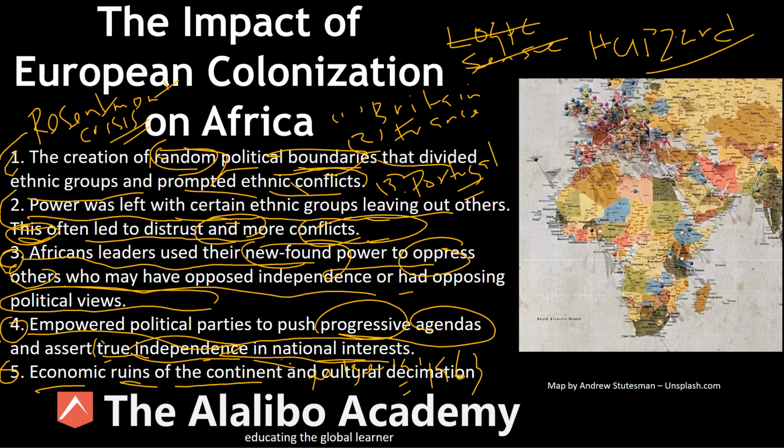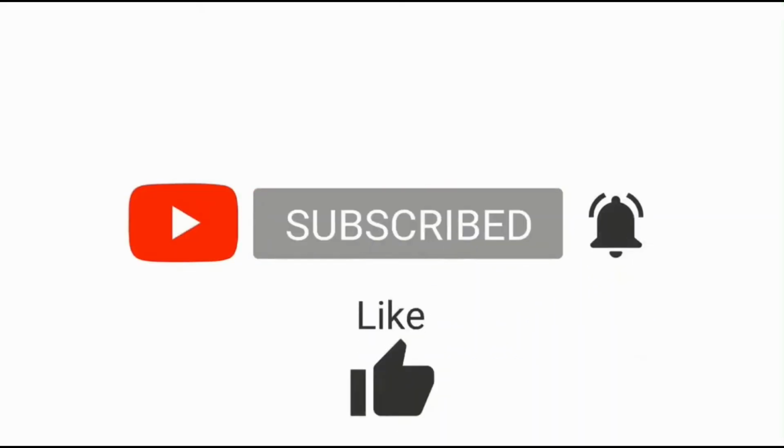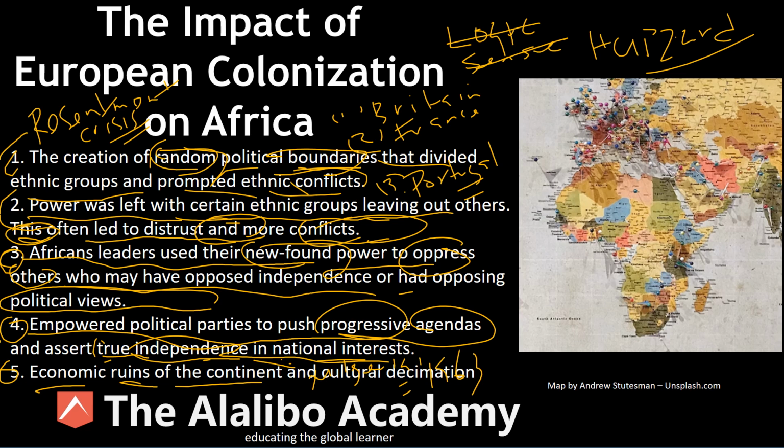The final point here is economic ruins of the continent, where the colonizing powers pillaged the continent, siphoned valuable items, artwork, for example, that is still being returned today, 100 years after they were stolen from the continent, natural resources taken away from the land without compensation, a lot of the gold and the diamond and the minerals and so forth taken away, etc. Essentially leaving the continent on its own without any resources.